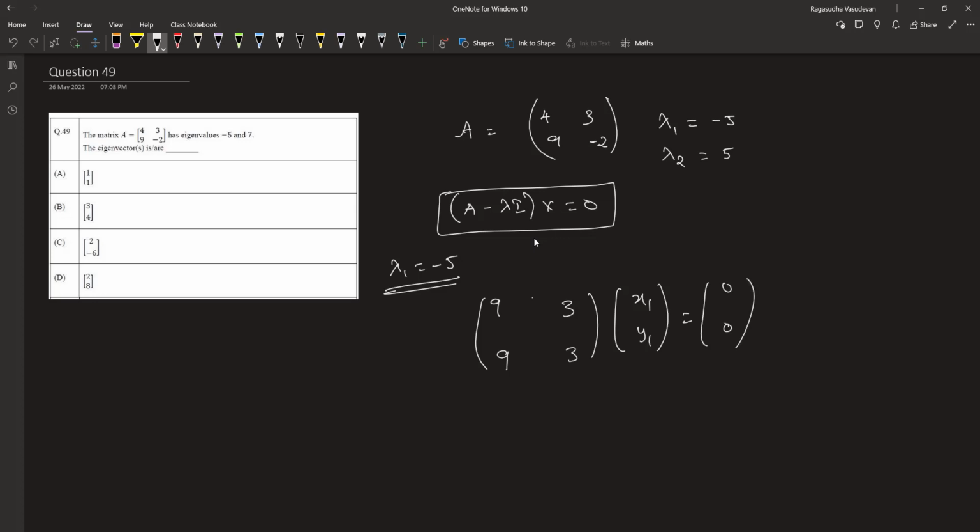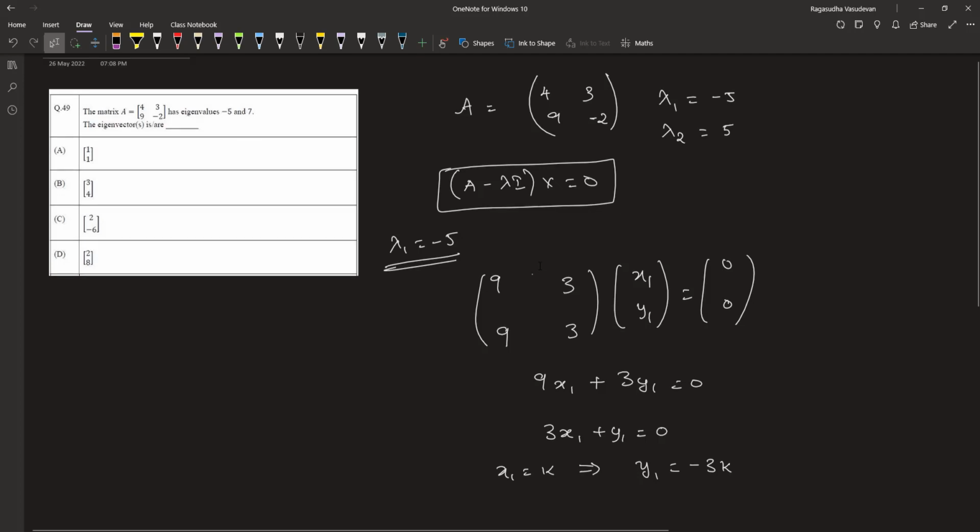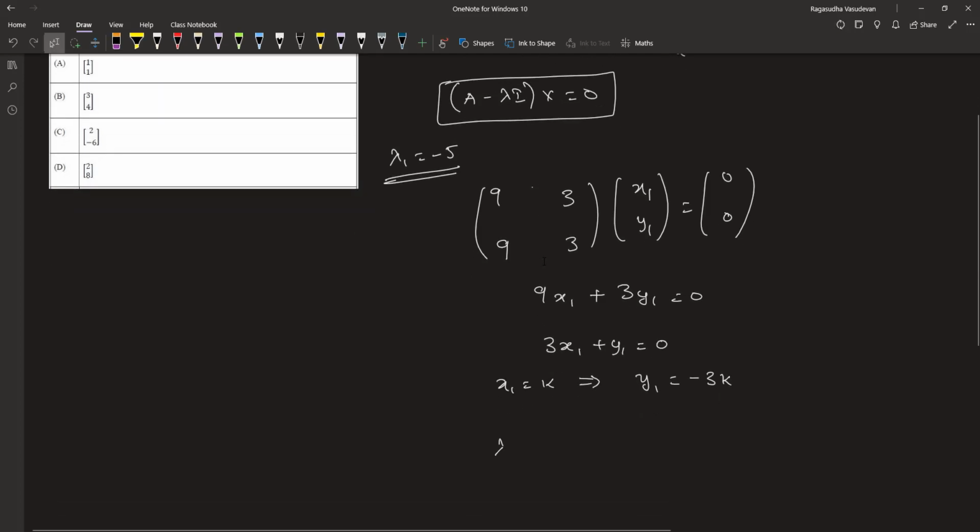So, this is a linearly dependent equation. The equation is 9x1 plus 3y1 is equal to 0. If we reduce it, we get 3x1 plus y1 is equal to 0. Let us say x1 is k. And what would be the value of y1? y1 would be minus 3k. So, the eigenvector corresponding to lambda equal to minus 5 will be k and minus 3k.